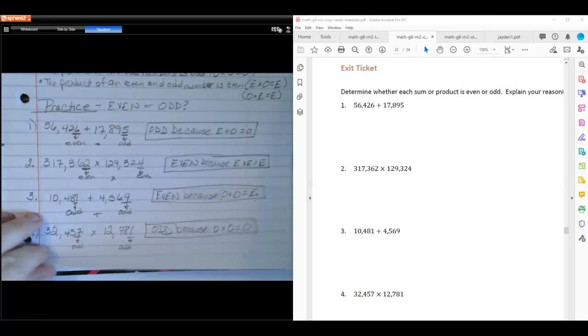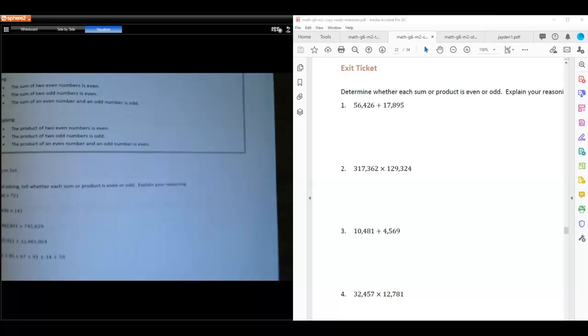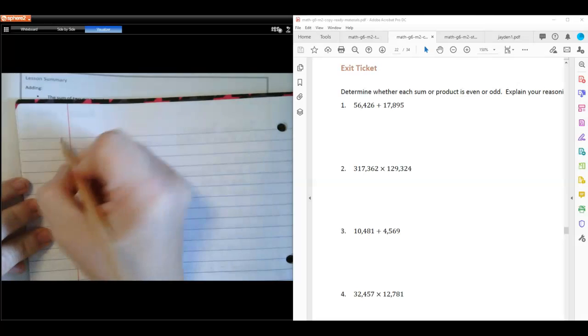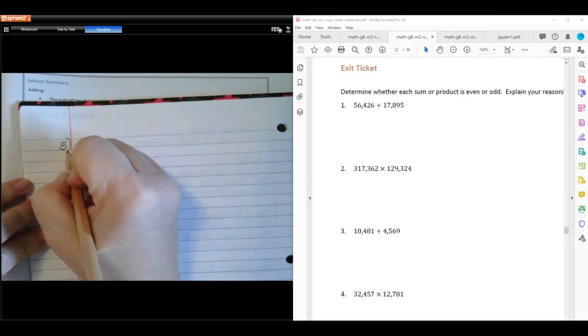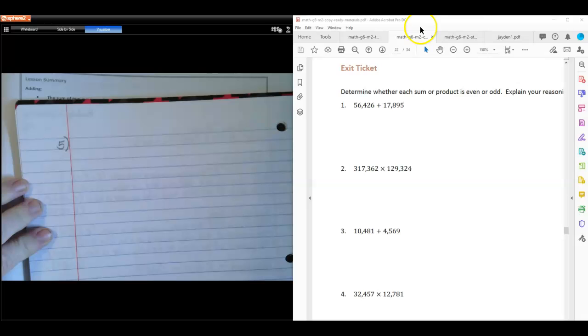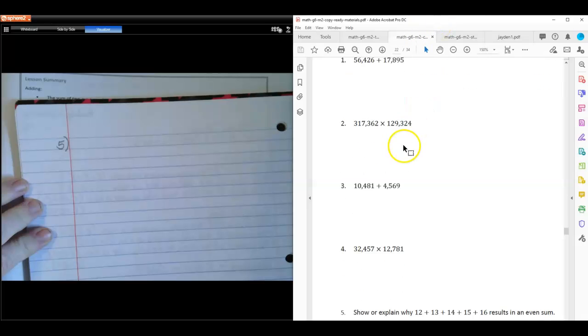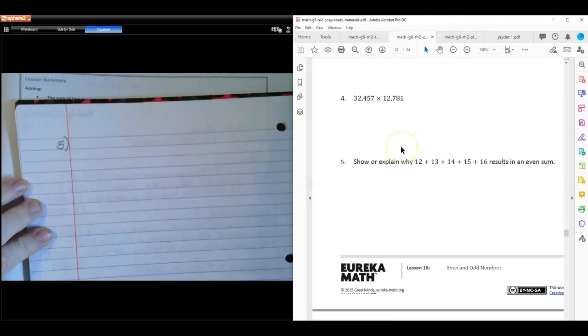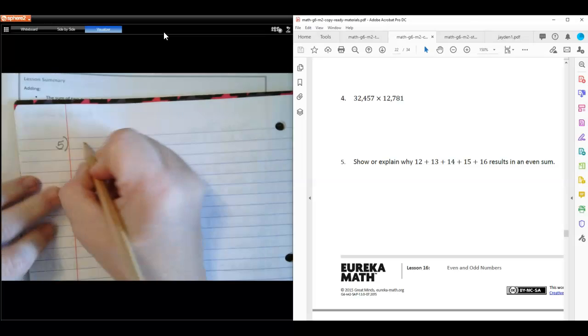All right, there's one more problem I want to do. And we'll flip my page here. And we've got number 5. Because you can't see that here, so I'm going to scroll it back up. Here we go. All right, so it says, show or explain why 12 plus 13 plus 14 plus 15 plus 16 results in an even sum.